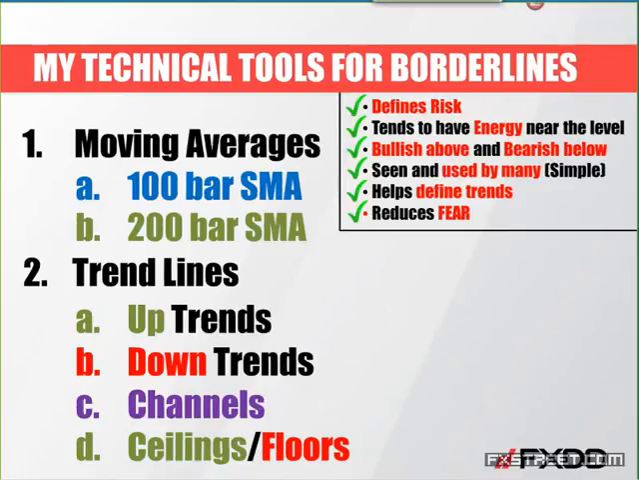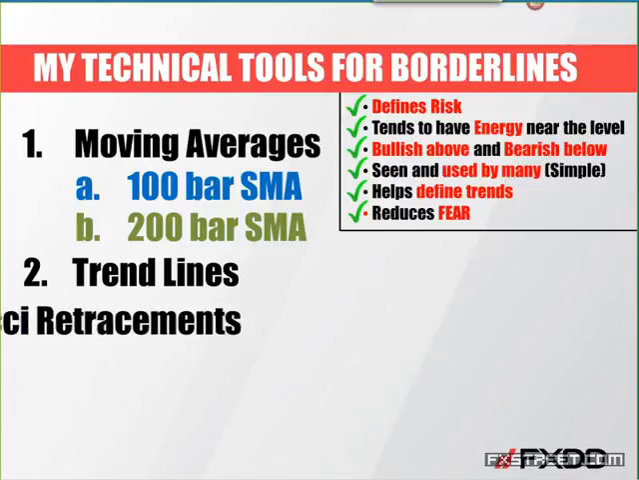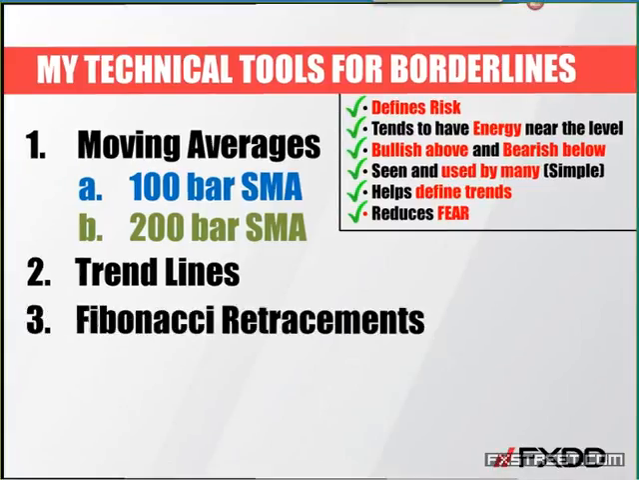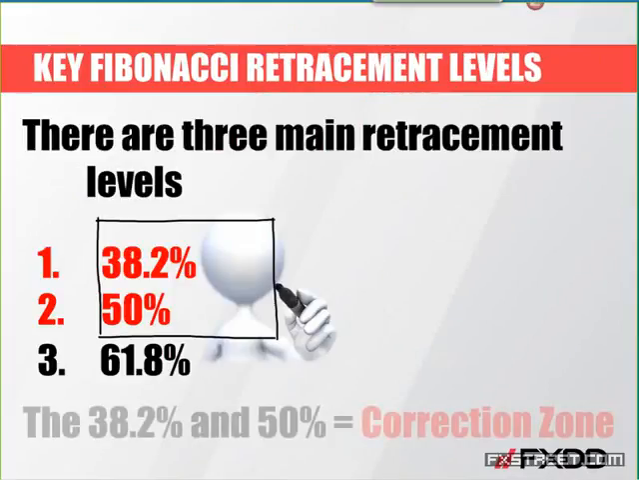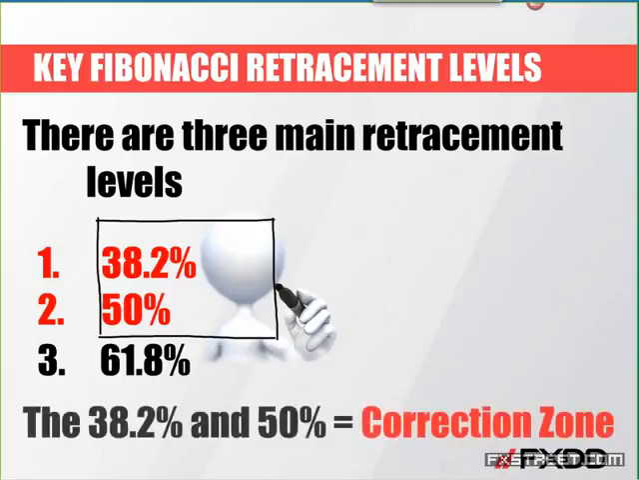And then I use Fibonacci retracement. That's my third tool. And there are 3 main retracement levels. One is the 38.2, the other is 50%, and the third is the 61.8% retracement. And I like to focus on the correction zone, what I call between the 38 and 50% retracement level.